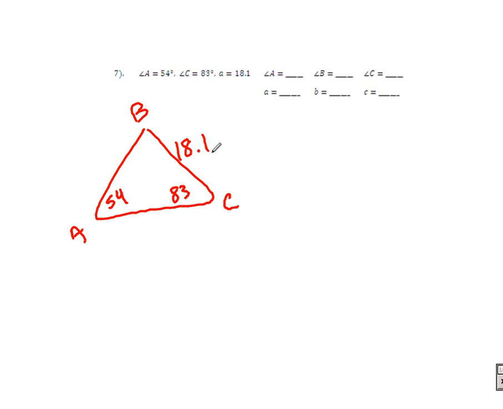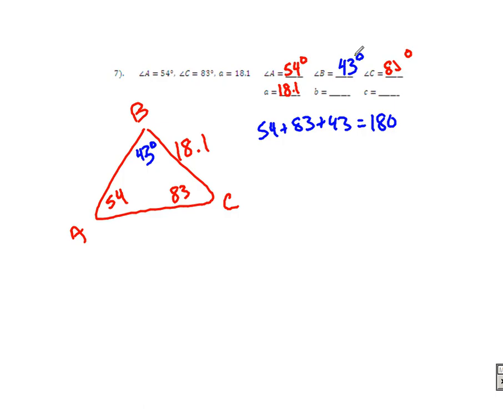Okay, well, I can find some other angles here. Let me first write in what we know. You're going to have something like this on your test the same way. So write in what you know, 54 degrees, 83 degrees, and side a 18.1 inches. What can I then find out? Well, I can find angle B immediately. It's 43 degrees, because 54 plus 83 plus 43 gives me my 180. That means angle B is 43 degrees.